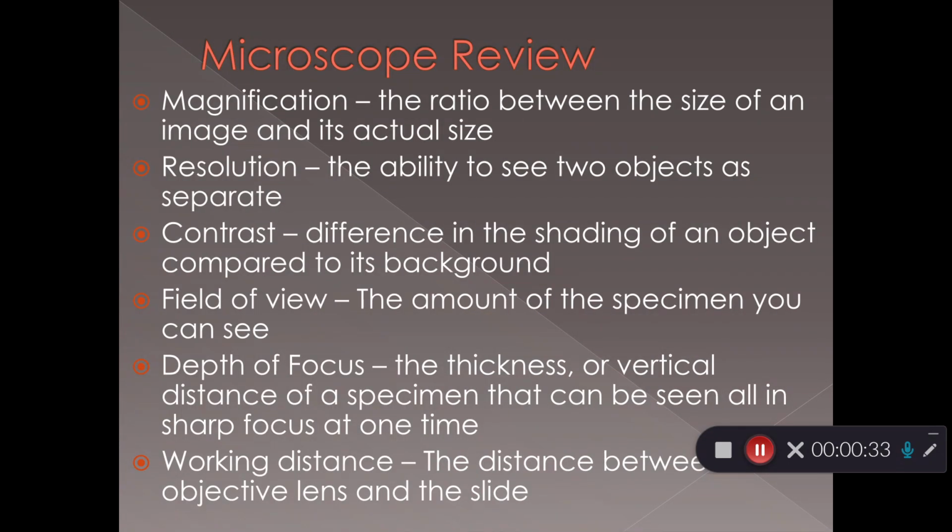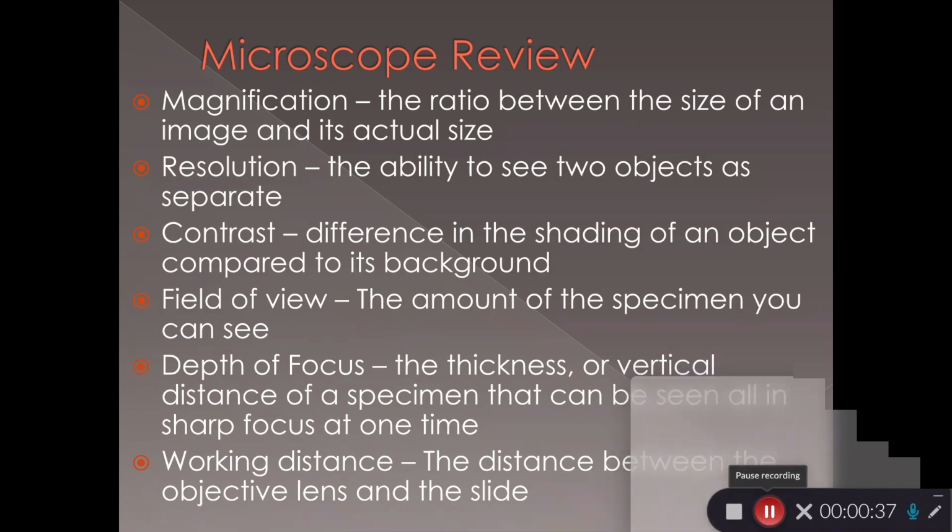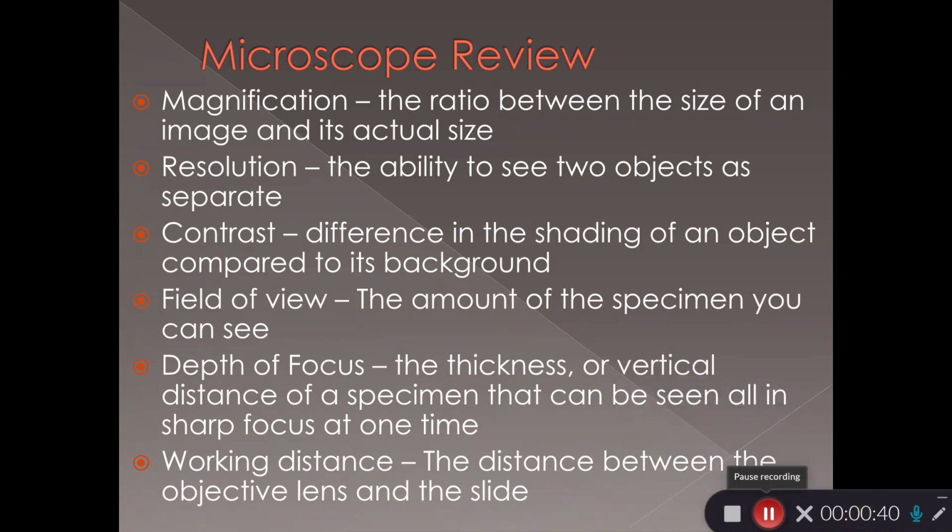So I did want to review a couple of things about the microscope. Remember that when we use a microscope, we are magnifying the size of something. So we're looking at, for example, bacteria or the letter E under the microscope. We're magnifying it, and you get the total magnification by multiplying the ocular times the objective lens. Remember, scanning was 4, low power 10, high power 40.